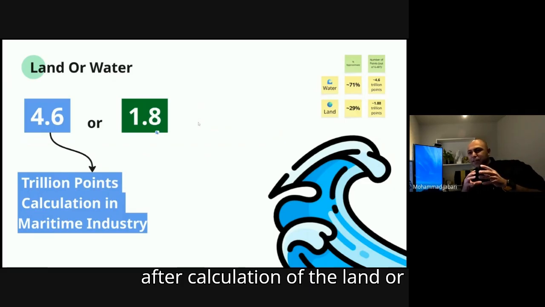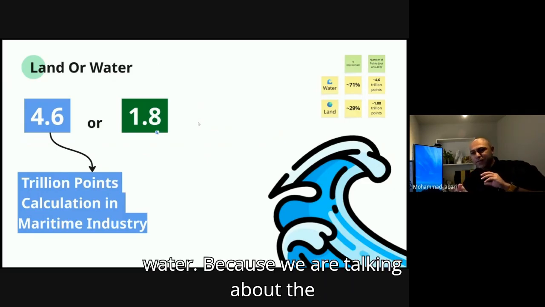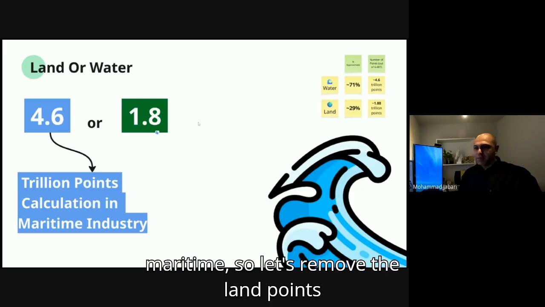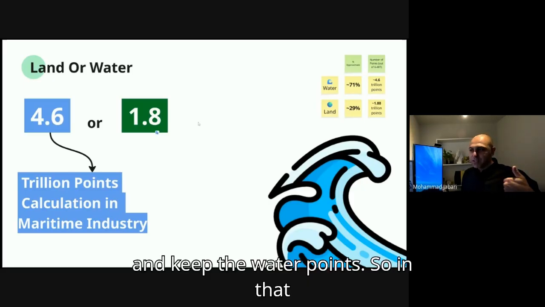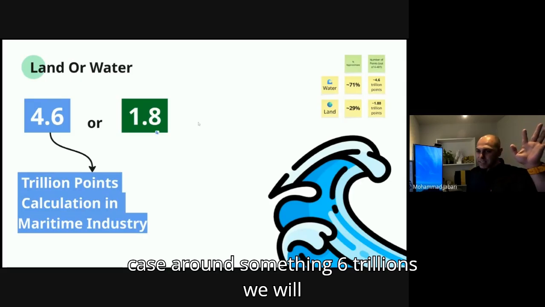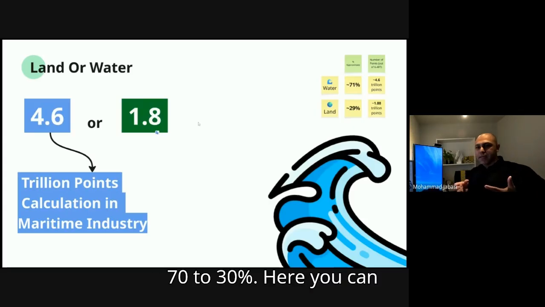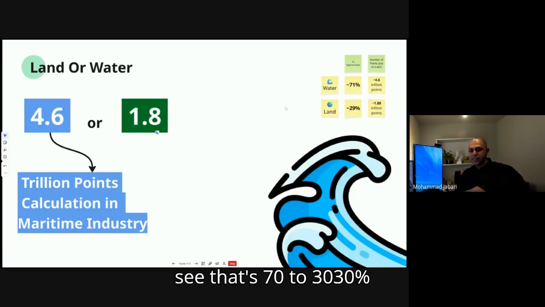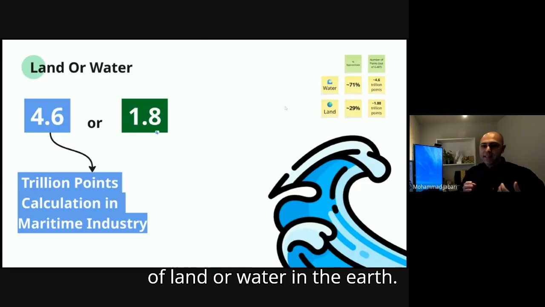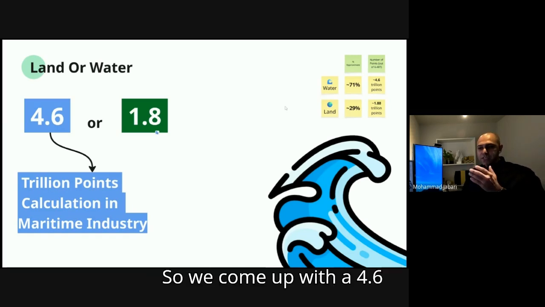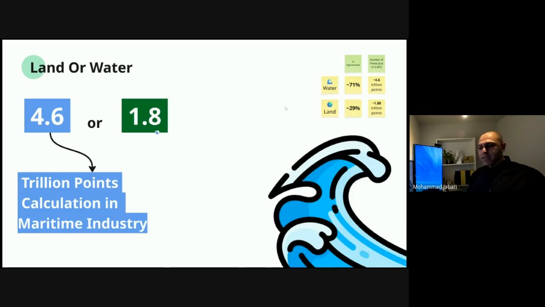after calculation of the land or water, because we are talking about the maritime, let's remove the land points and keep the water points. So in that case, around 6 trillion, we will keep 4.6. How can we calculate that? It's a ratio of 70 to 30%. Here you can see that 70 to 30% of land or water on the Earth. So we come up with 4.6 trillion points.